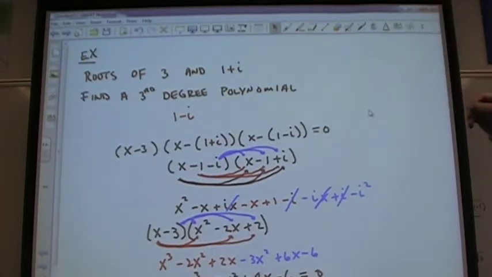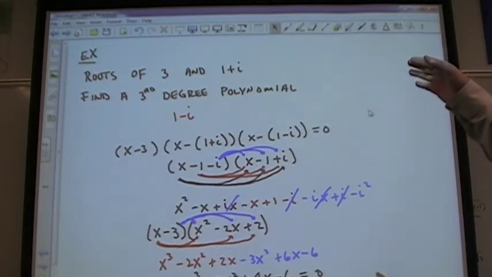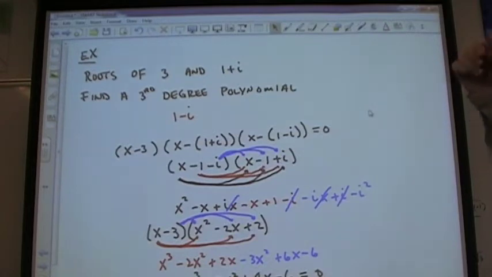Now, somebody's going to make the mistake. Don't be that person. Did I tell you if 3 is a root, that doesn't mean negative 3 is a root, does it? You only take the conjugate of imaginary or complex numbers. Okay? If they tell you 1 plus i is a root, what else do you know is a root? 1 minus i.